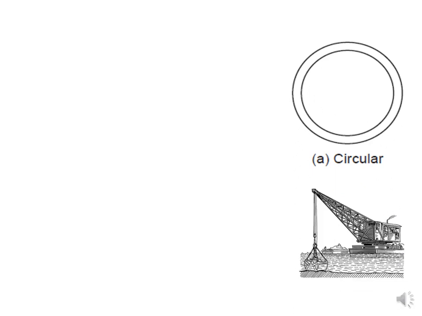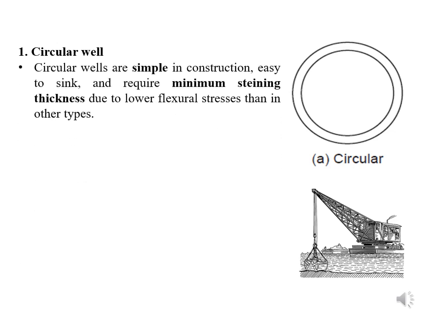Now we shall go one by one. Circular well, you can see the figure of the circular well. Circular wells are simple in construction. It is very simple, easy to sink, and requires minimum steining thickness due to low flexural stresses than in other types. Low flexural, low bending stresses in the walls of the well. Walls means steining.